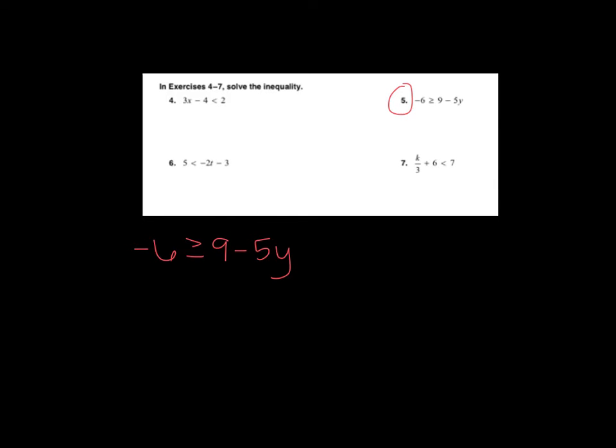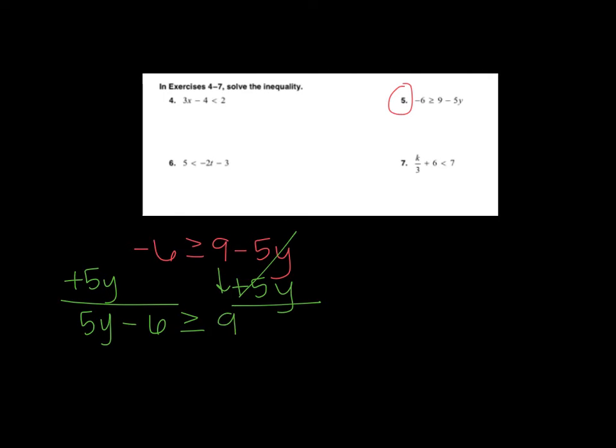So the opposite of minus 5y would be to add 5y to both sides. When you add 5y to both sides, these will cancel, but on this side you can't really add 5y to negative 6. So we have 5y minus 6 is greater than or equal to, and then I just bring down this 9. It's kind of like solving a literal equation where you're not actually doing the operation yet because they weren't like terms.